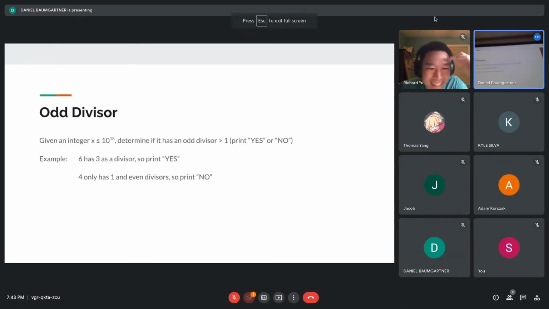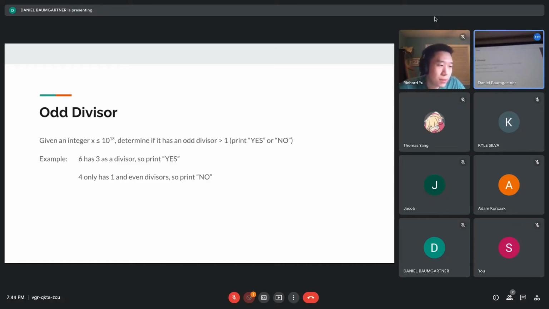Yeah. So you just keep on dividing by 2. If you reach 1, then it does not have an odd divisor. If you reach an odd number that's not 1, it has an odd divisor. Okay. So we have a candidate solution.